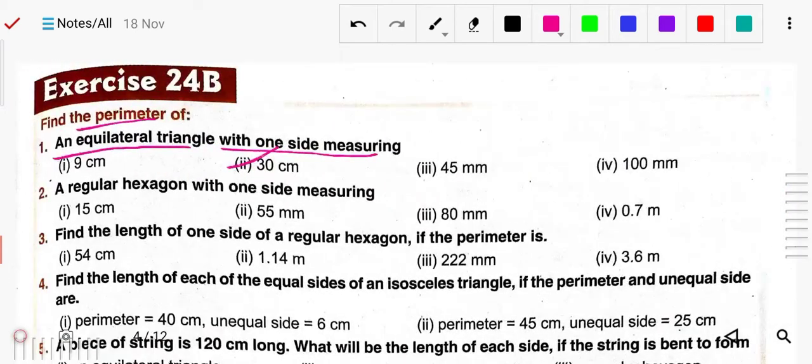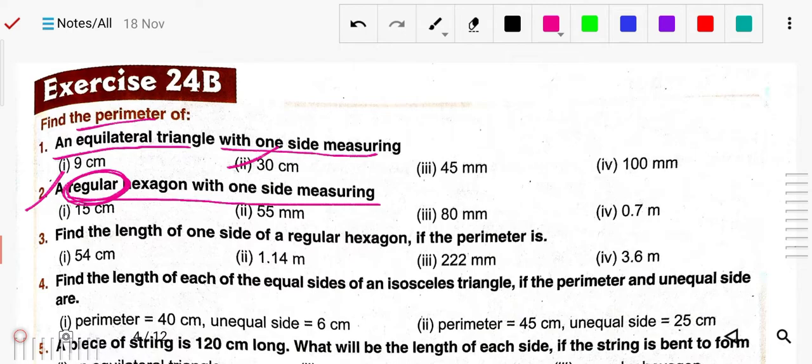Now next, question number 2, a regular hexagon with one side measuring. So one hexagon is given, and its one side is given, and we have to find its perimeter. First of all, the word used is regular. What do you understand by this regular? We already discussed it in the previous chapter.